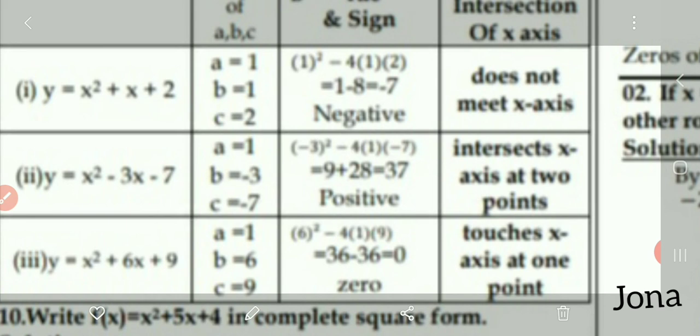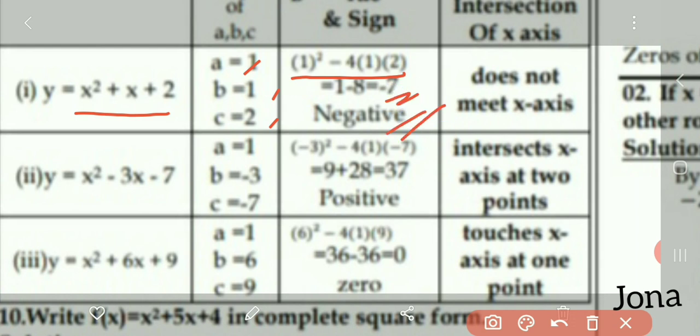First let me take the problem. y equal to x square plus x plus 2. As usual we want to check the nature of roots. So a equal to 1, b equal to 1 and c equal to 2. Substitute in the formula b square minus 4ac. So we got -7 here. -7 is negative, that means less than 0, which means it doesn't meet the x-axis.